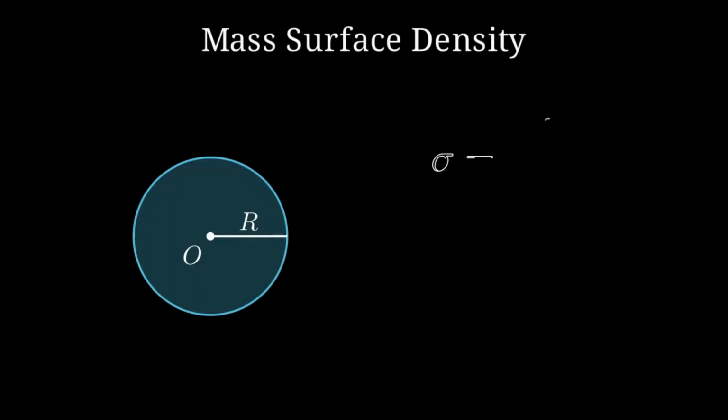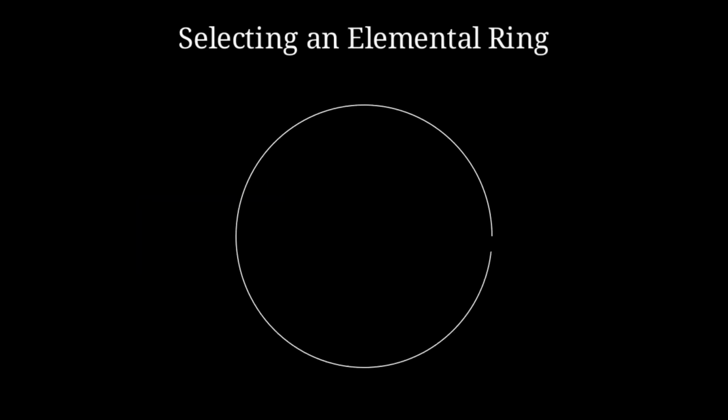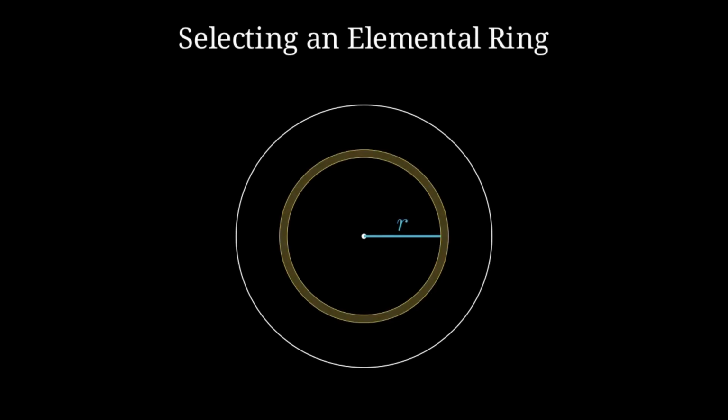Since the disk is uniform, we define the mass surface density, sigma, as the total mass divided by the total area, which is M over pi R squared. To find the total moment of inertia, we consider the disk to be made of many thin concentric rings.